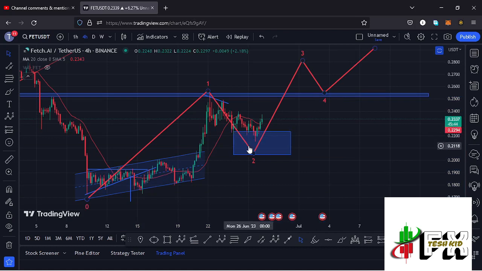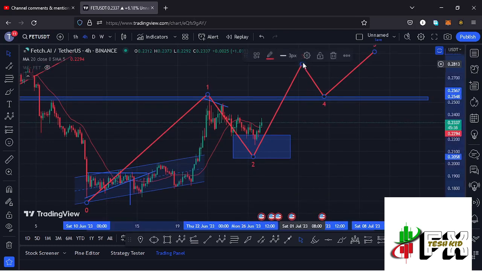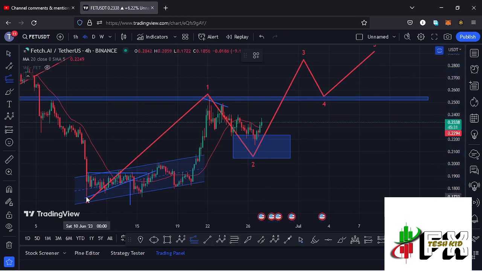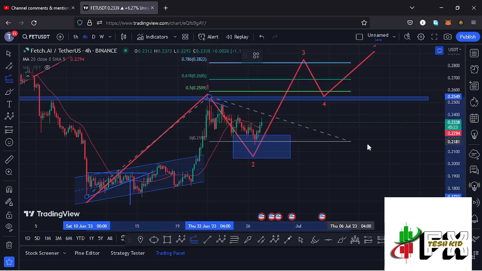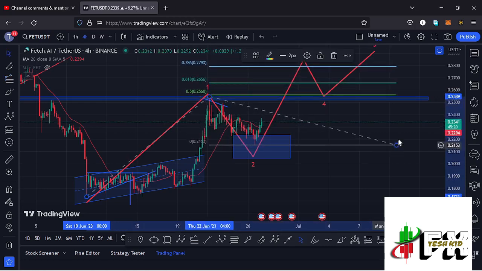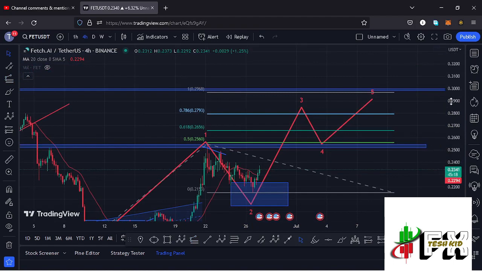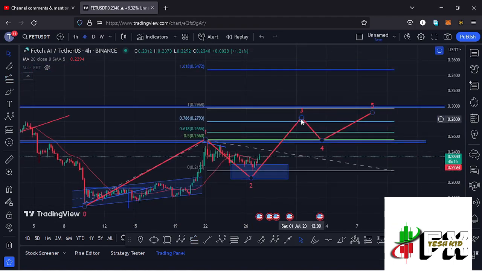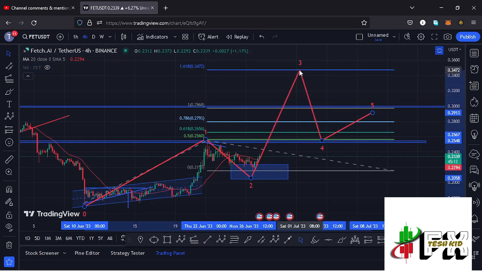And there are chances that the low for this second wave is now in, and Fetch AI is now ready for another massive pump to the upper side in the formation of this wave 3, and giving you minimum target areas for the third wave by connecting the trend-based Fibonacci from the low of the first wave to the high of that wave 1, then dragging the fibs to the low of the second wave. That now gives me a minimum target area at the Fib level 1.618, and that is at around the $0.3472 mark, and that is the minimum that we can expect Fetch AI to do in the formation of that wave 3.